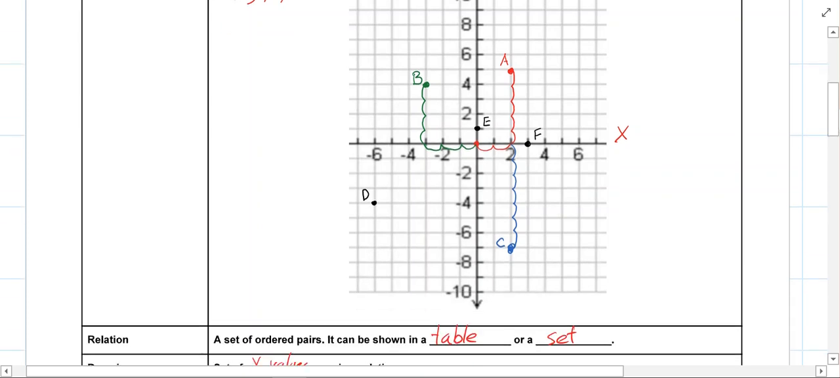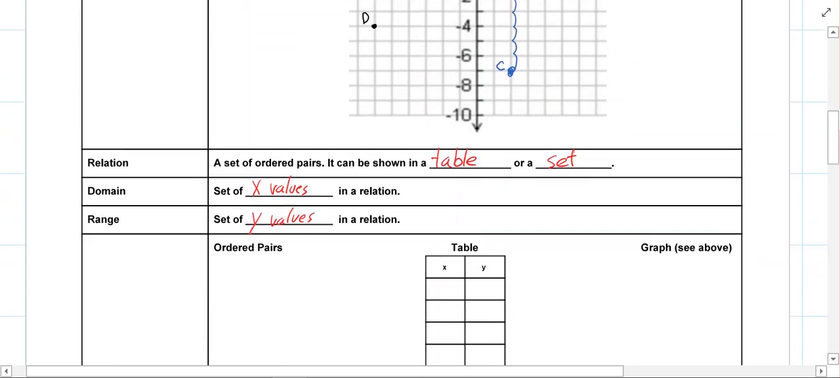All right. Moving down here. A set of ordered pairs. Oh, sorry. What is a relation? That's a definition that you need to know, and one of your Edpuzzle slides is going to be just this. What is a relation? So you'll say it's a set of ordered pairs. It can be shown in a table or a set.